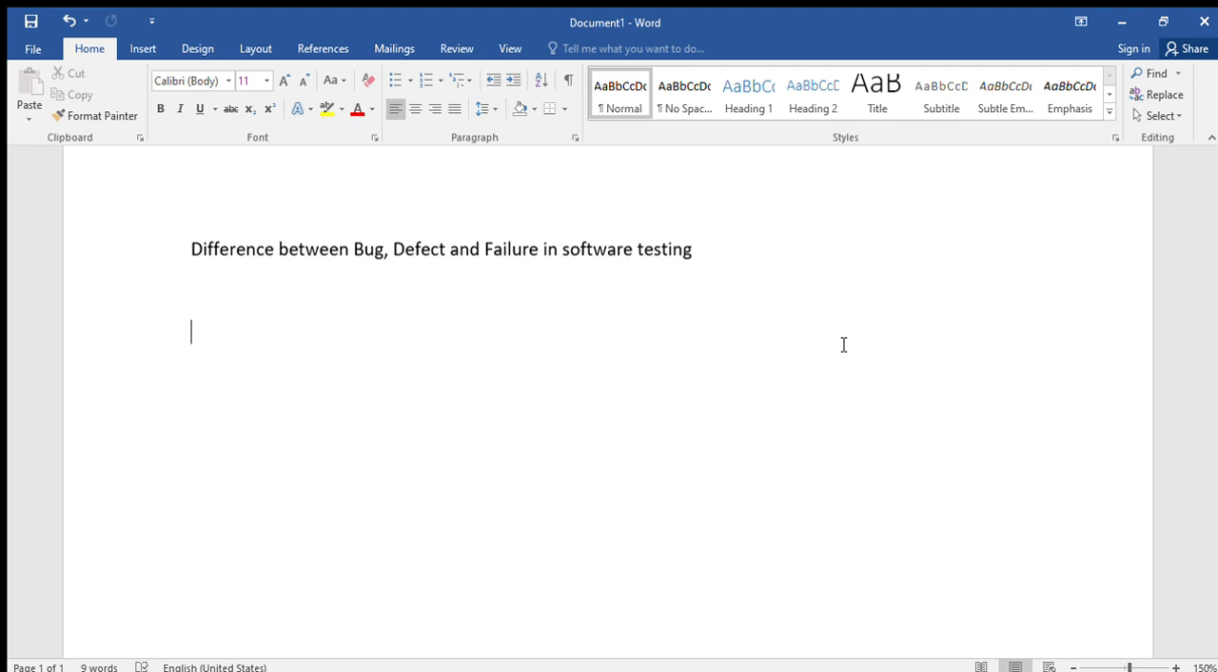So today I would like to discuss the difference between bug, defect and failure in software testing. Many people are getting confused about these terminologies, so today I'll explain one by one so that you will get a clear idea. First I'll start with bug. So what is a bug?